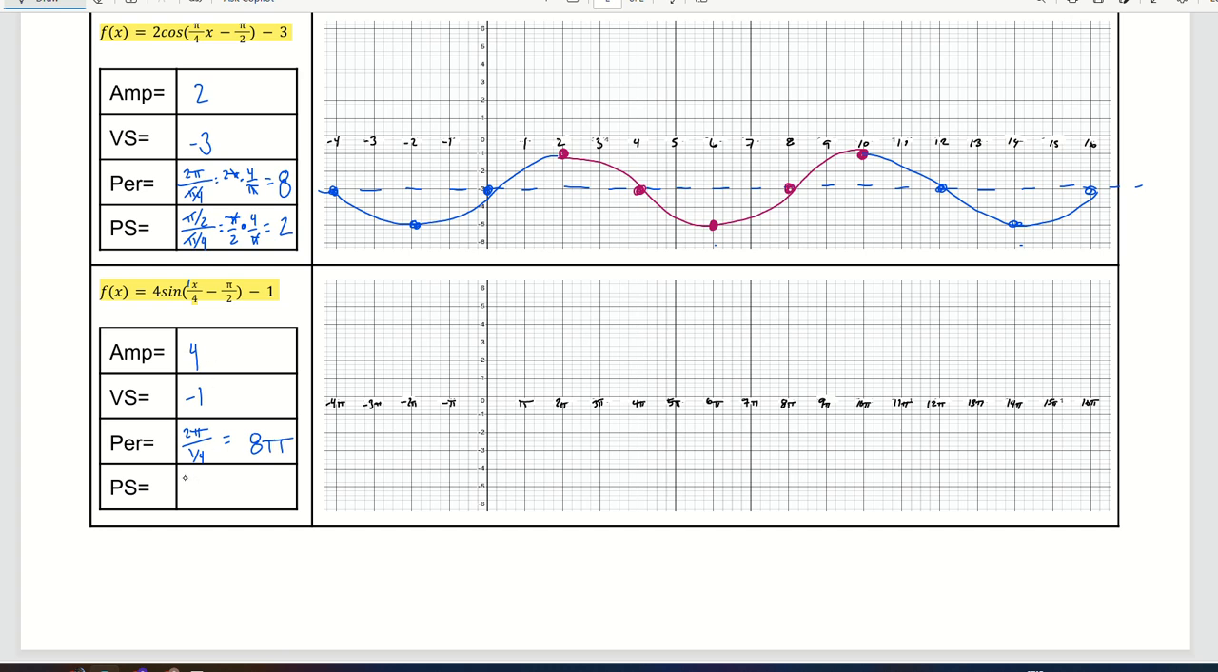Our phase shift is going to be c, which again, based off our standard equation, c is positive. So pi over 2 divided by our b, which is 1/4. So that ends up getting, fraction math, 2 pi is our starting point. So this one's actually going to look very, very similar to the previous one. All right, so we have our midline at -1.